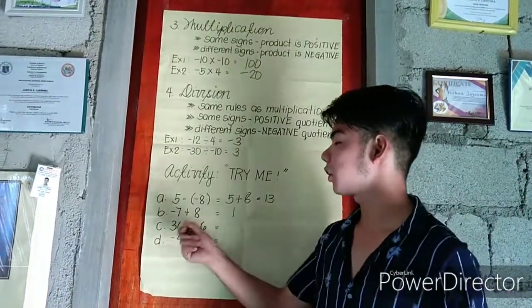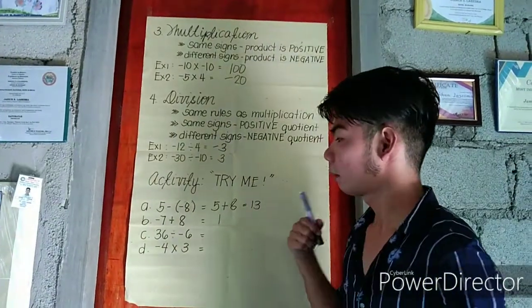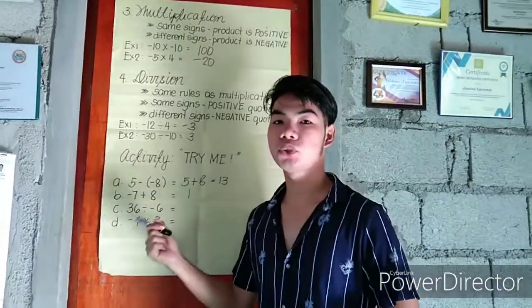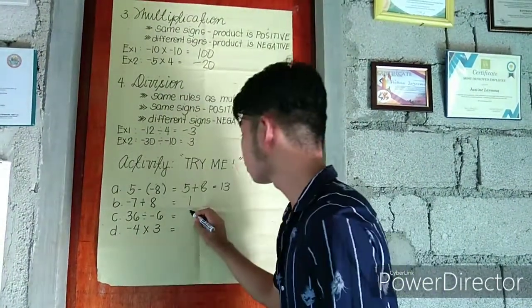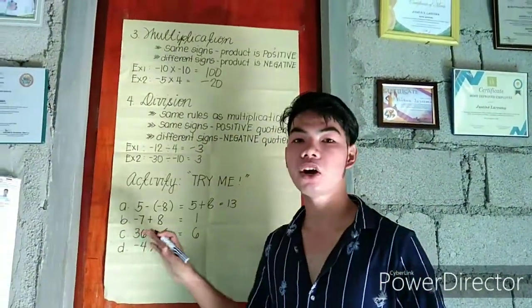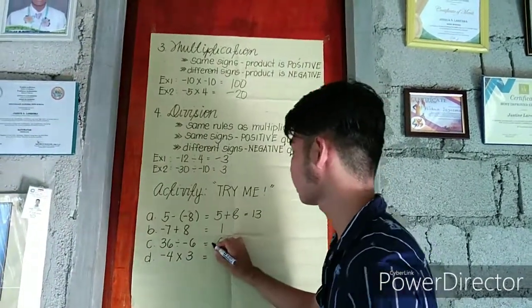Letter C, 36 divided by negative 6. Madali lang din to kasi all we need to do is divide 36 and 6. So that gives you 6. And since magkaiba sila ng sign, different, the sign is always negative.